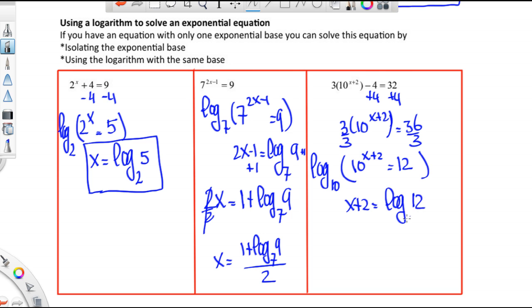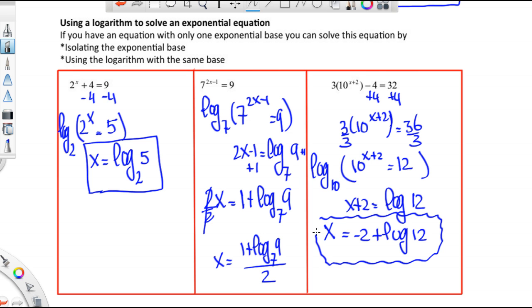And then keep in mind that we would not be writing the base 10 here, or you don't need to. It's not wrong if you do, but I'm lazy. So one step left, take away 2 on both sides, and then you have an answer. And again, that's not an answer that I'm real comfortable with. But that's the right answer.